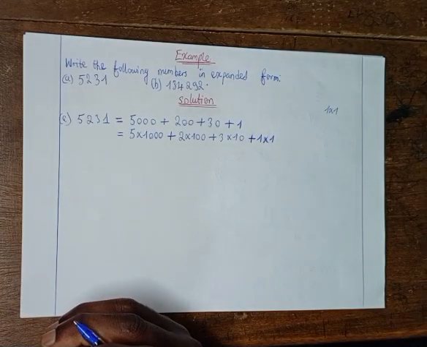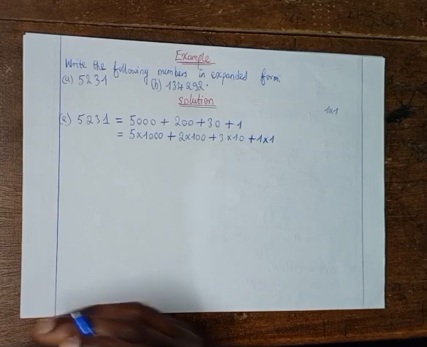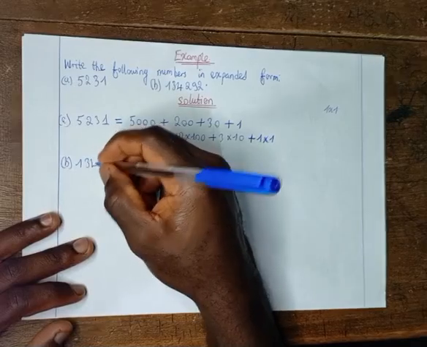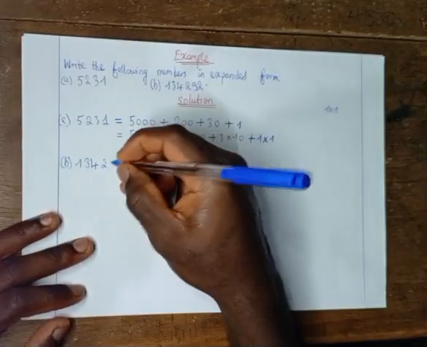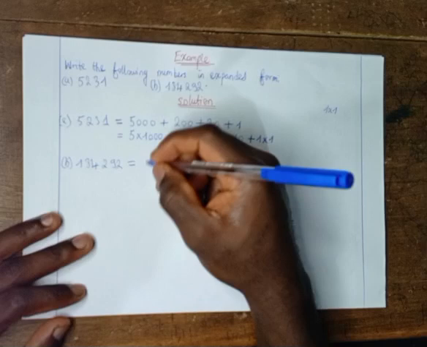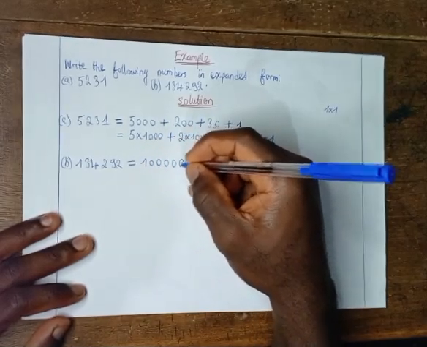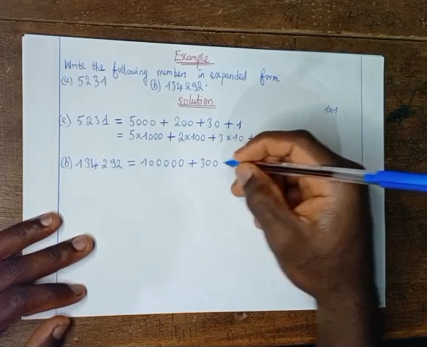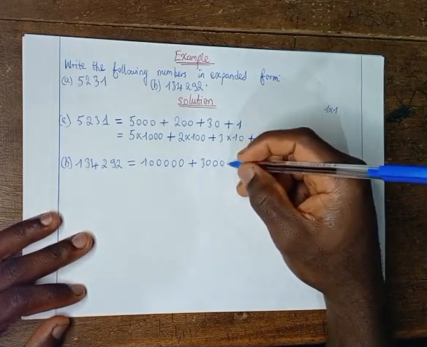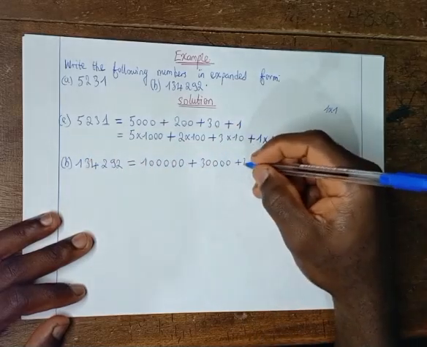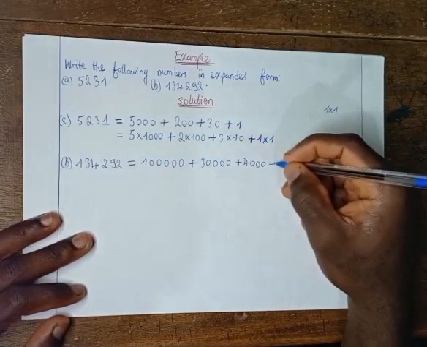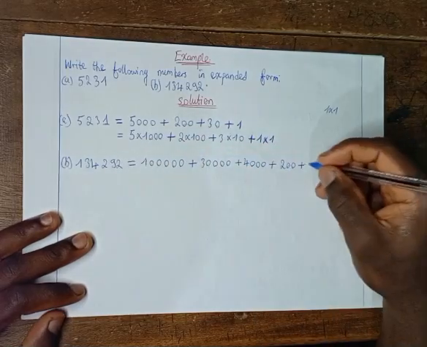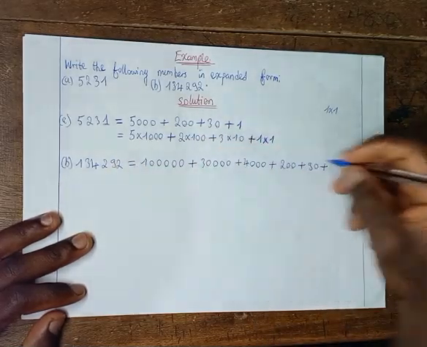We have written this number in expanded form. Next, let's go to B. B, we have the number 134,292. We know 1 here has a value of 100,000, plus 3 has a value of 30,000, plus 4 has a value of 4,000, plus 2 has a value of 200, plus 9 has a value of 90, plus 2 which has a value of 2 units.